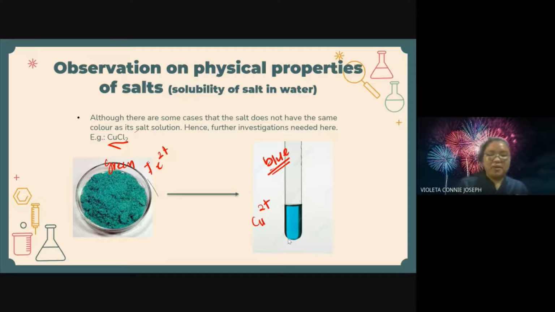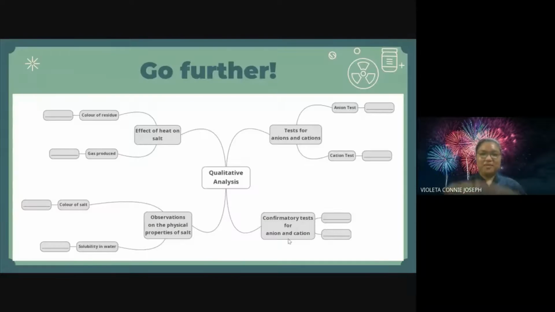So we check the physical properties first. Then after that, we test it on heat. Then from heat, we test the cation and anion. Okay. Then after that, we confirm it. Right? So now, let's go further from here. We have already learned about this part. Have we? Kita sudah belajar, kan?